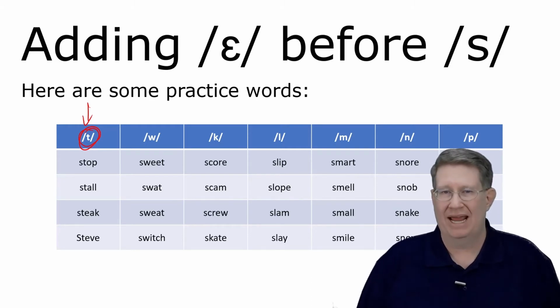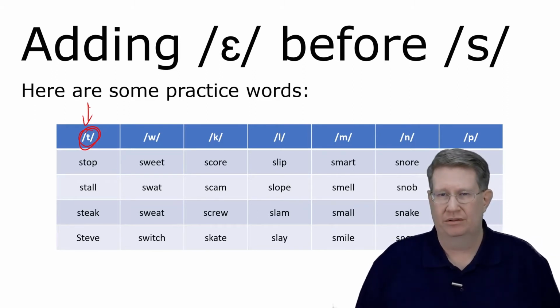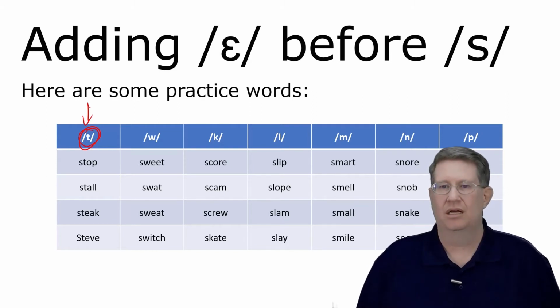Okay, now with an L, the L, slip. Slope. Slam. Slay. And followed by an M, so here we have one of our nasals. Smart. Smell. Small. Smile.